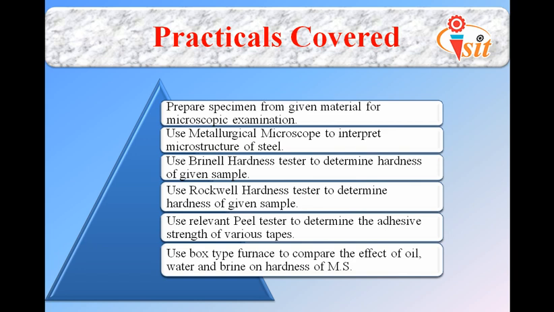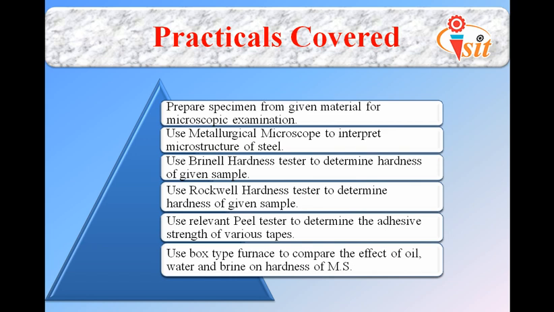So here we use the box furnace to compare the effect of oil, water and brine on the hardness of mild steel. In the hardening process, as we know, we cool the material in a liquid medium. That liquid medium may be oil, water or brine. Its viscosity will change, and that viscosity of the liquid medium will bring some changes in the hardness. That change in hardness, we will find out. So the last practical is about the use of the box type furnace to compare the effect of oil, water and brine on the hardness of MS, that is, mild steel.